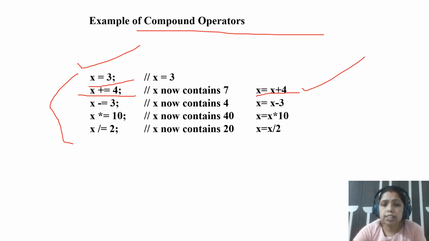Suppose your x is 3. What will be the value of x after execution of this line? x will be 3 plus 4, it will be 7.